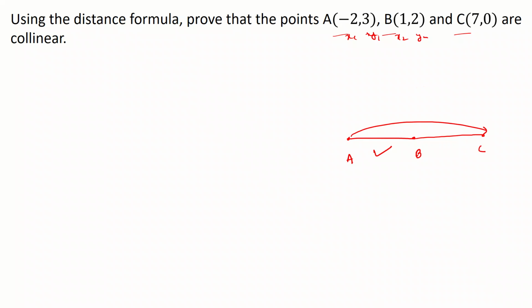Similarly, you can find out the distance between B and C. Assume that now these points are x1, y1 and these points are x2, y2. So in a similar fashion, you can find out the distance between B and C. And also in a similar way, assuming that A is x1, y1 and C is x2, y2, you can find out the distance between A and C. And just verify whether the distances AB and BC add up to the distance AC or not. If it turns out to be, then yes, they are collinear. So try it out.